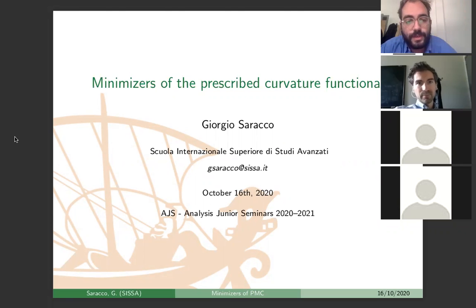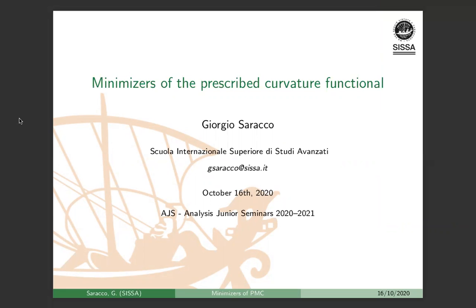We have with us today Giorgio Saracco, he's a postdoc here in Sissa, and he will talk about minimizers of the prescribed curvature functional.